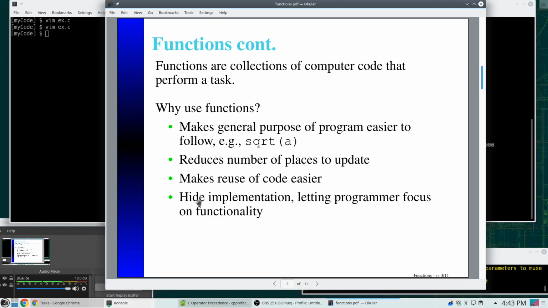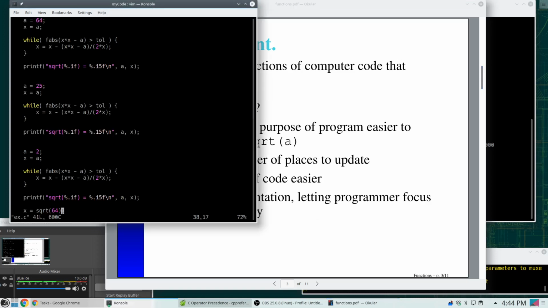And then finally, we hide the implementation, letting the programmer focus on the functionality. I just want the square root. I don't care how the square root is calculated in most cases. If I do, then maybe I have to write my own function to do it. But there's also a danger in letting people see what happens. Imagine in the code, this isn't really what's happening, but imagine I had to do something like this. Temp equals something, 3 times x, and then I had to use minus temp in here.